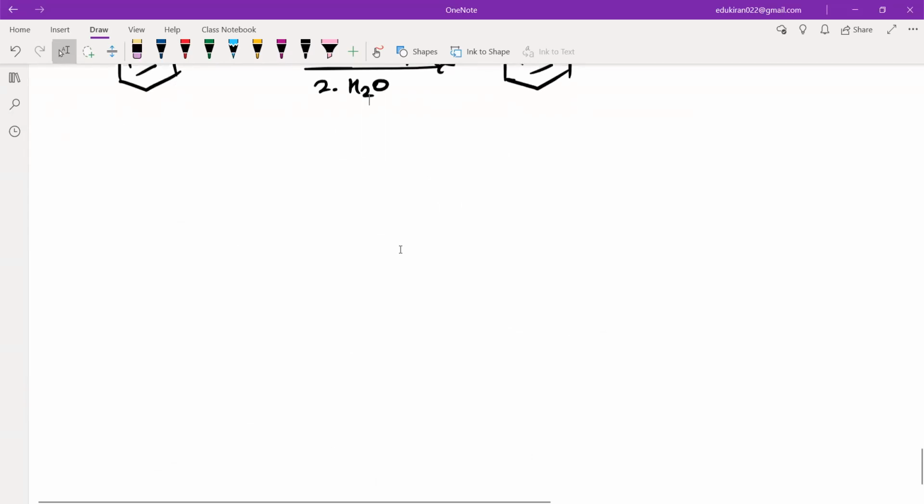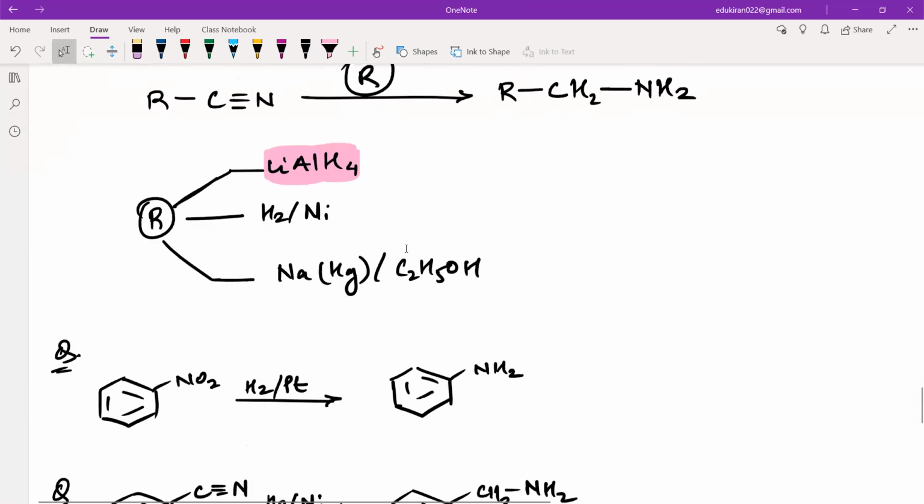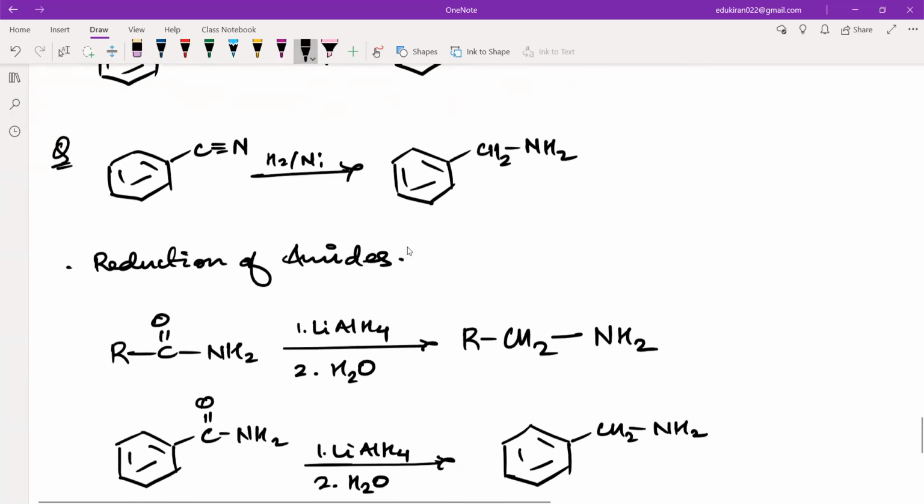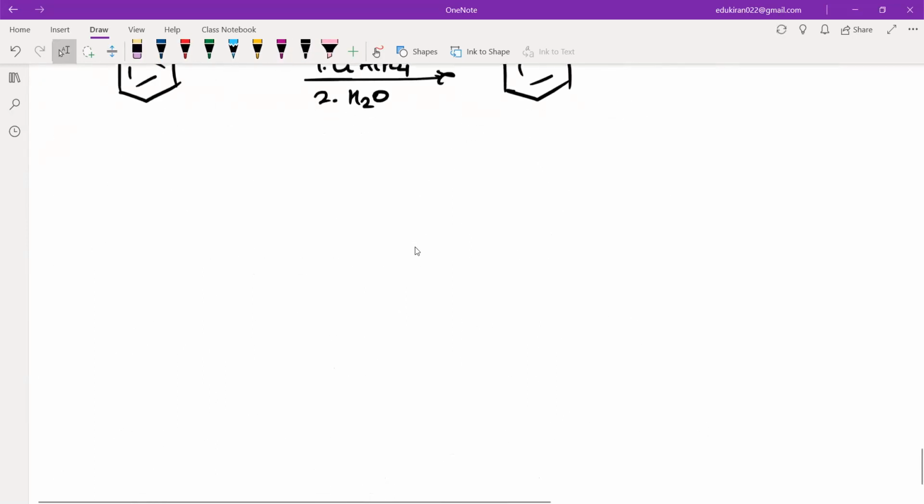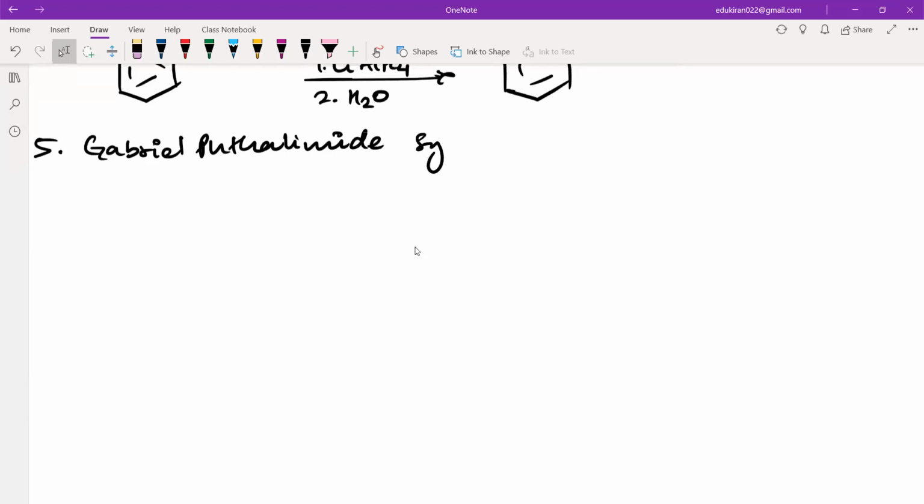Okay, now very important. This was the fourth. The fifth one is Gabriel phthalimide synthesis. This is very, very, very important. This has been asked multiple times. Now, in Gabriel phthalimide synthesis, phthalimide is a very unique molecule. You have a benzene ring, and that is why it is asked very much.